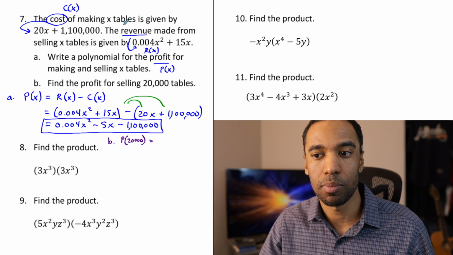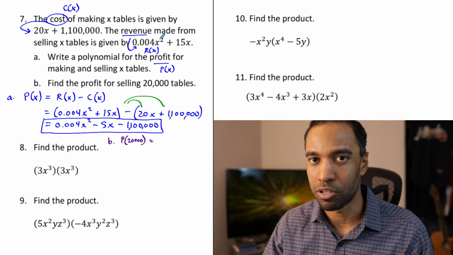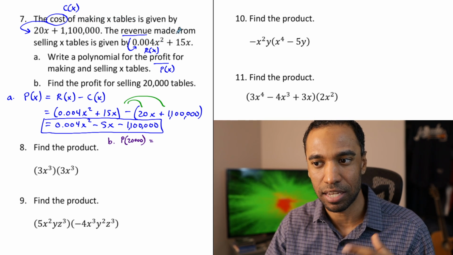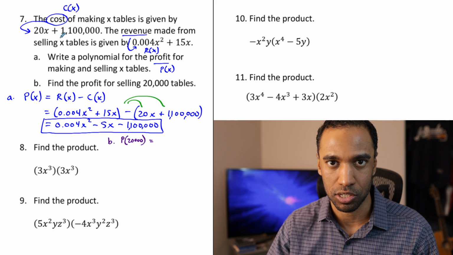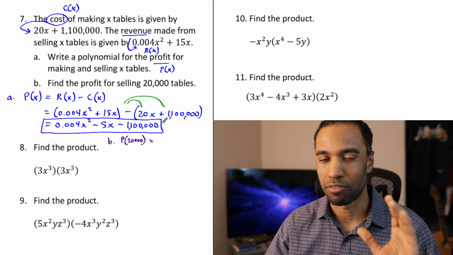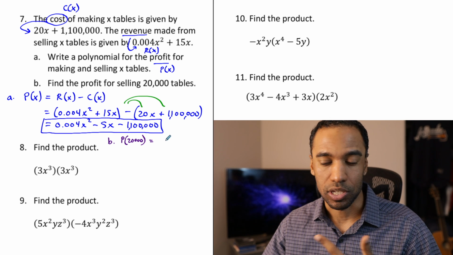By the way, what we're assuming here, guys, is we sell every table we make. So it says the cost of making x tables and revenue from selling. We're assuming we've made x tables and we've sold x tables. We've sold every table we've made. So the x's are the same here.